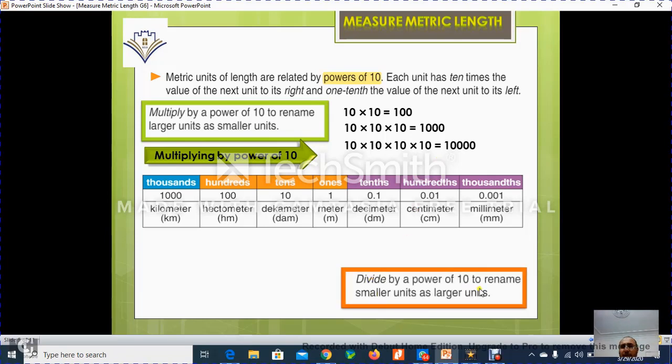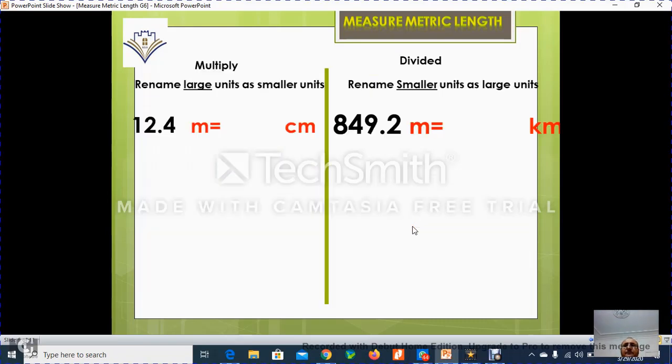And if you rename from a smaller unit to a larger unit, from smaller to larger, and so on, what do we do? Divided by, yes, divided by. This way, you should divide by 10, divide by 10, divide by 10, and so on. From smaller to larger, divide by 10, divide by 10.